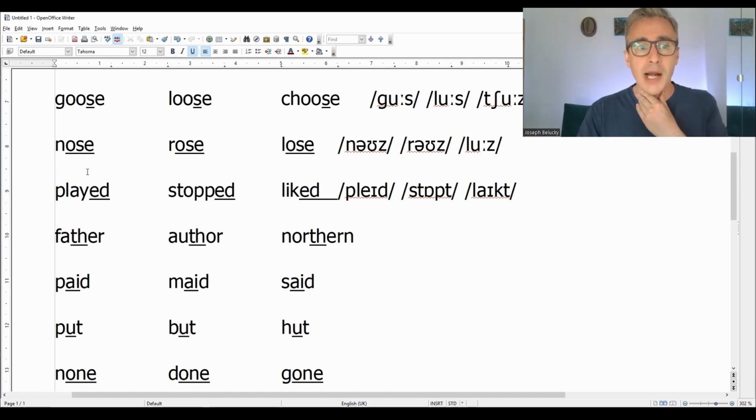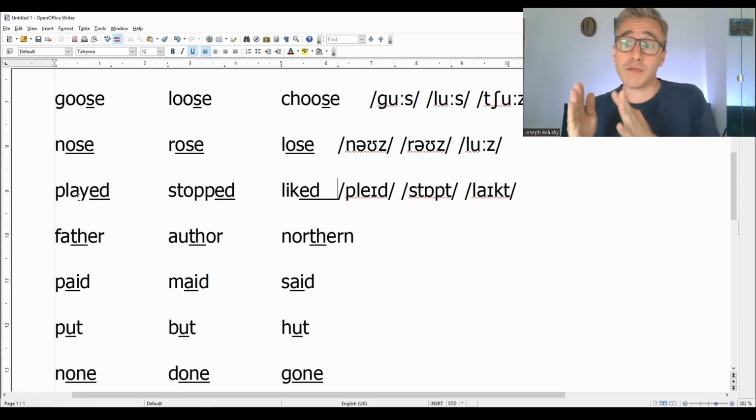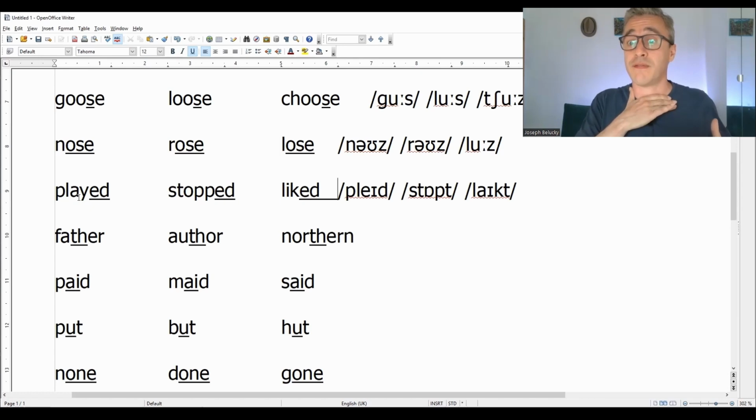So here, play actually ends in a vowel sound, and all vowels have vibration, all voiced sounds. So we want to use a voiced sound at the end. And guess what? The D is a voiced sound. You put your hand here, you can feel. So I shouldn't put it over the microphone. If I put my hand here, you can feel the vibration. Play, played. Whereas stop, it ends in a P sound.